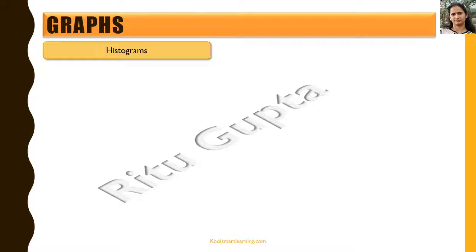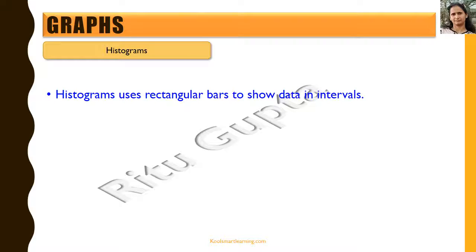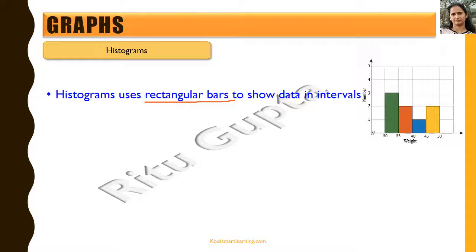Now let's look at the third type of graph, which is histograms. Histograms also use rectangular bars as was done for the bar graphs, but they are slightly different. They show the data in intervals. Bar graphs were two or more bars represented discretely, separated by some distance. Here they are rectangular bars which are showing data in intervals, which is continuous.